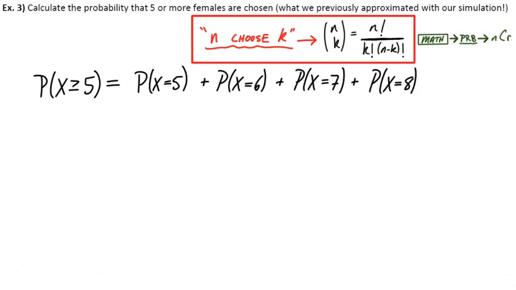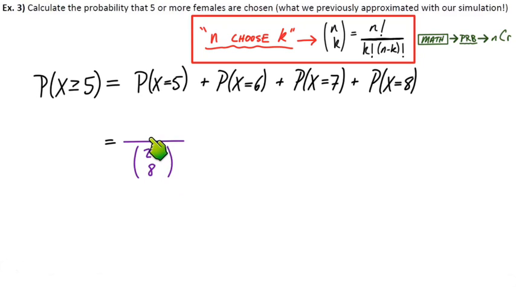And if you want to follow me with this, the calculator commands would be math, and then go to PRB, and then it's nCr. So for starters, let's say we get 5 females. Well, the total number of selections we could make, we have 25 candidates between the males and the females, and we're going to choose 8 pilots. So if I do 25 choose 8, that tells me the total number of ways that I could choose 8 pilots from that group. It's a big number.